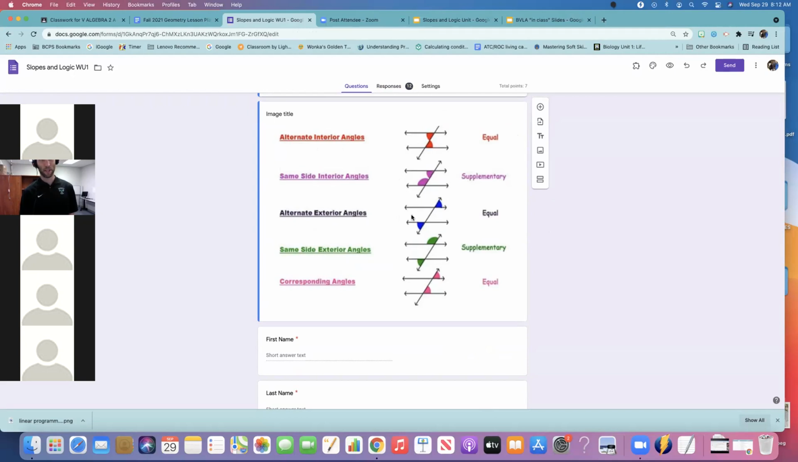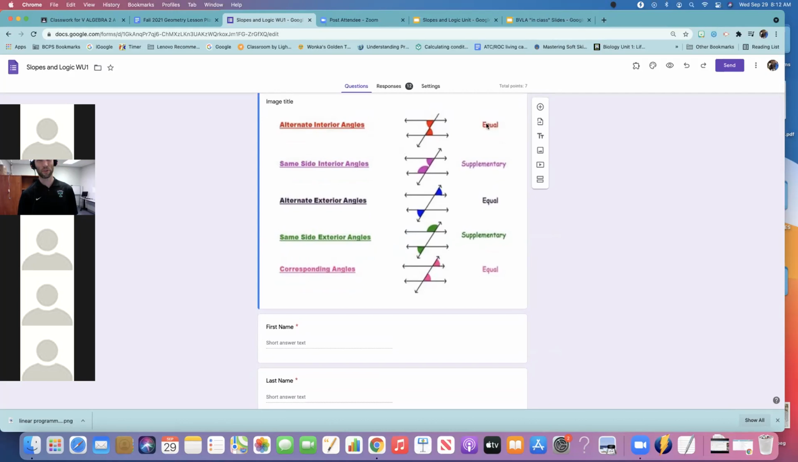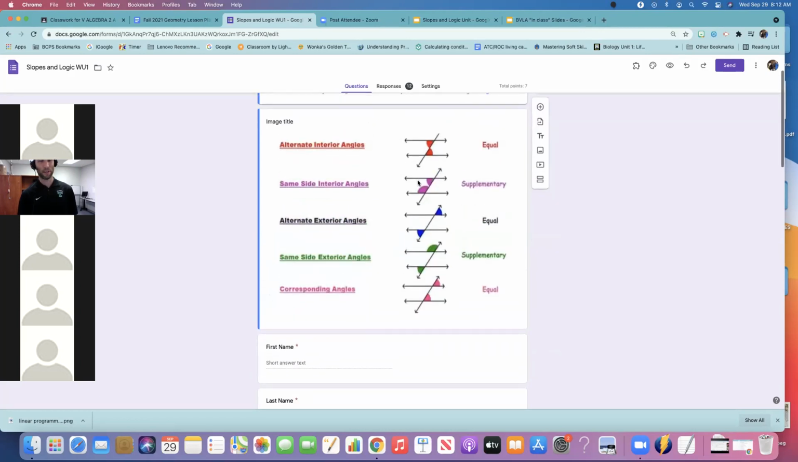These are alternate exterior angles, same side exterior angles, which I don't think you'll see very much, and corresponding angles, which you do see a lot. So it's all either congruent or supplementary. There's no complementary in here. And we did 2 assignments with this and then this warm up. And so I'm hoping that that is good.